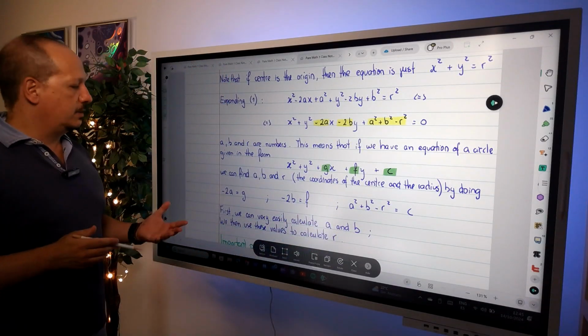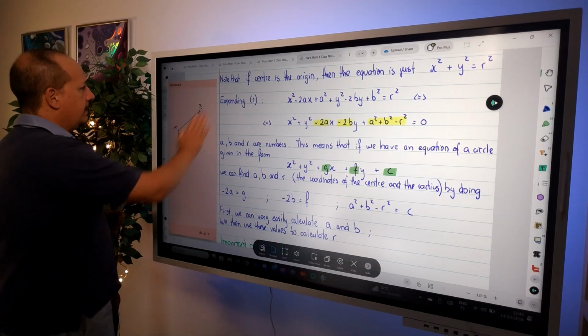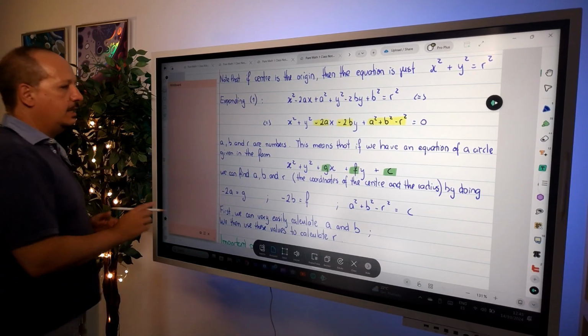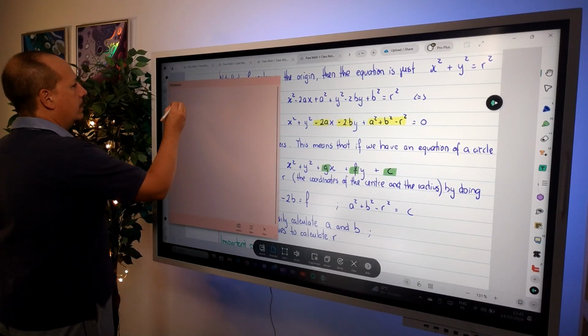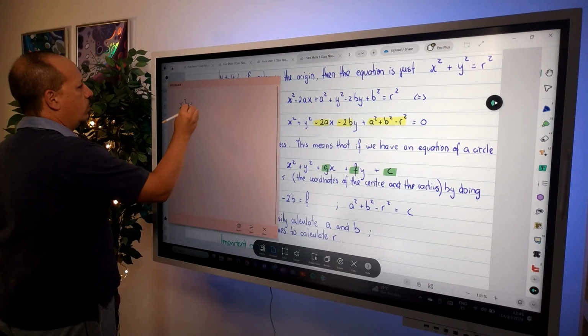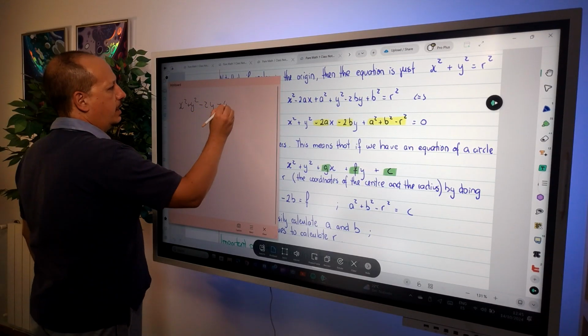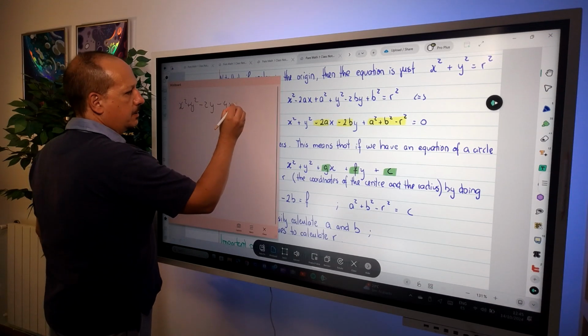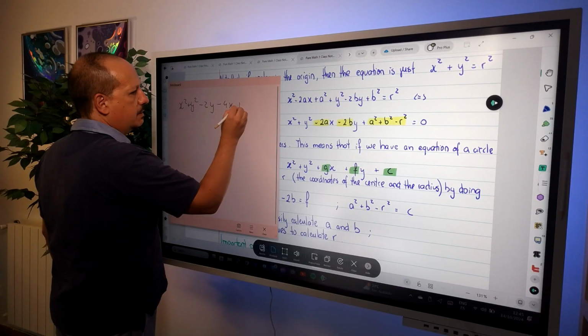So in practical terms, what does this mean? Let's see an example. Let's say, I still have this from my previous lesson, that we have this equation: x squared plus y squared minus 2y minus 4x minus 11.